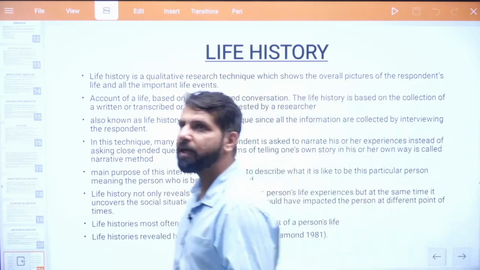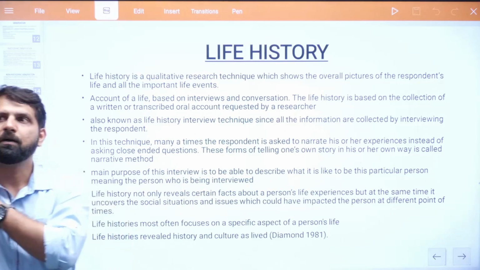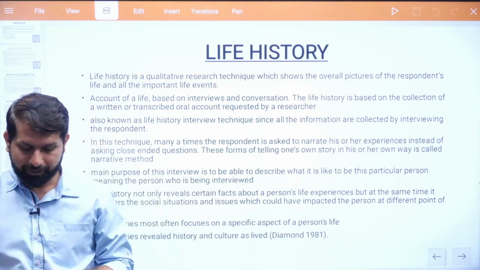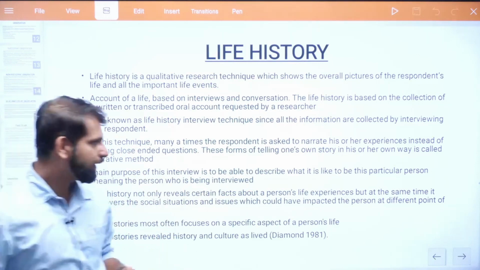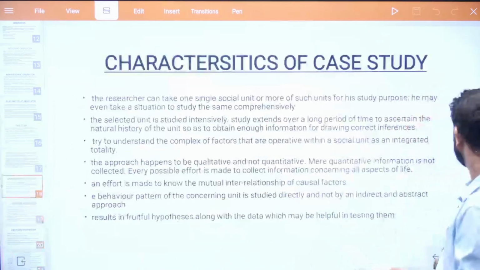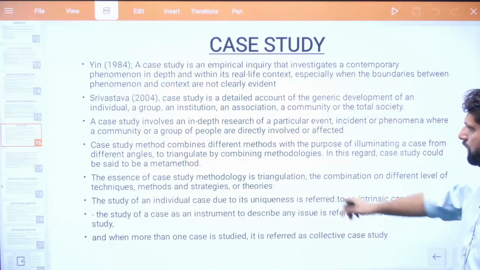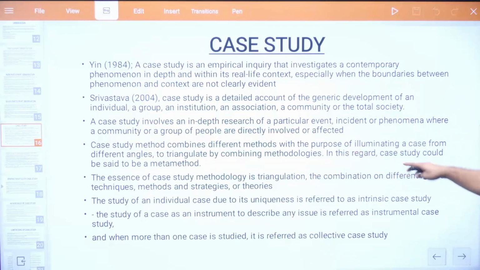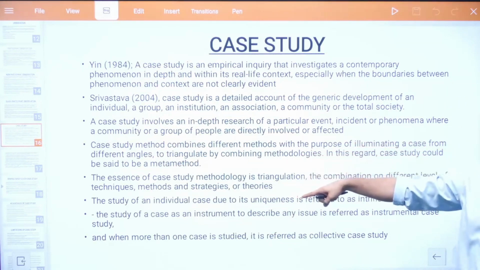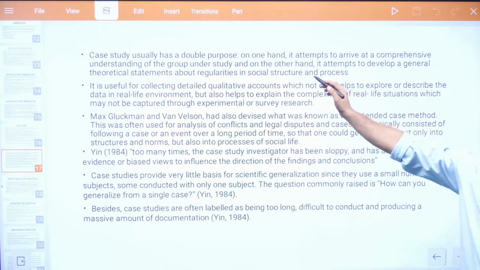And with respect to case study, it has been asked in exam many a times, for 15 and 20 marks also. So when it comes in exam, it will be directly asked: explain case study, define what the word case study means. Okay, what does case study mean? Explain these three things: intrinsic, instrumental, collective. Talk about meta method and triangulation. Talk about the double purpose.